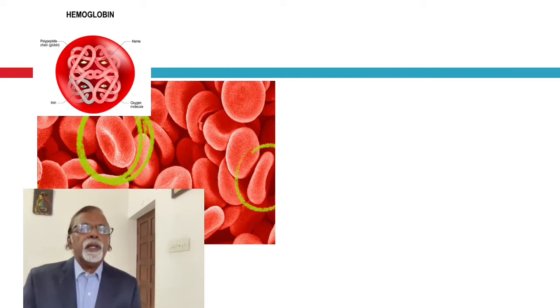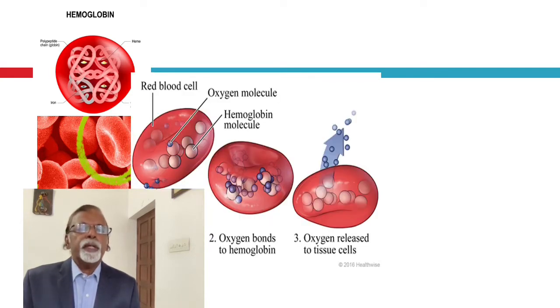So let us look into a little more detail. This is the RBC having the hemoglobin inside, and in the hemoglobin the heme contains iron, and iron is in the ferrous state. And when the heme is in the ferric state, it is called methemoglobin. So normally in hemoglobin the iron is in the ferrous state.